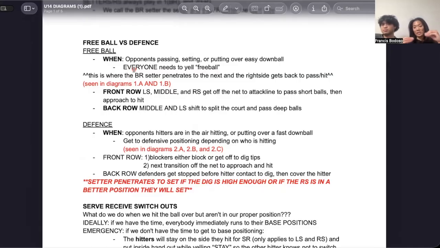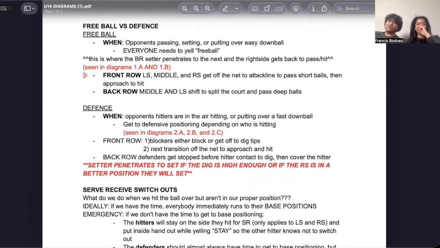Base thing, everybody needs to be yelling free all the time. Pros even do it. They still do it to this day. It's just part of the game, and it's just part of getting your system into that transition that we need.